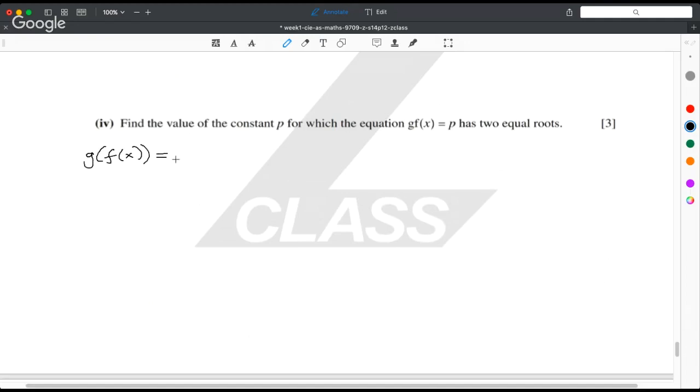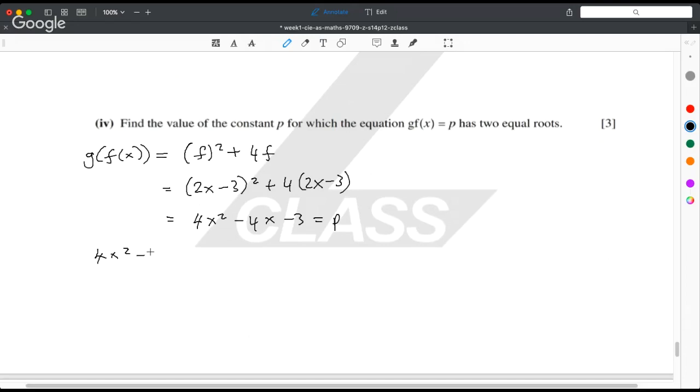And if you refer to what that means, wherever you see x in the g, you plug in f. So that's going to be f squared plus 4f, which is 2x minus 3 squared plus 4 times 2x minus 3, which is equal to 4x squared minus 4x minus 3, and we're saying this is equal to p. So our quadratic equation is 4x squared minus 4x minus 3 plus p equals 0.